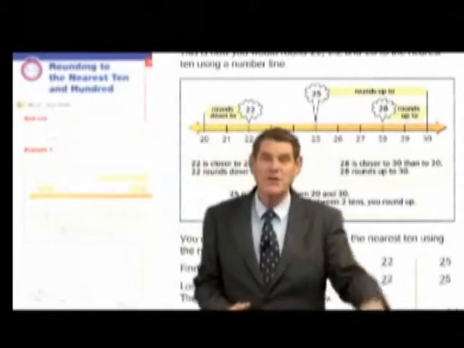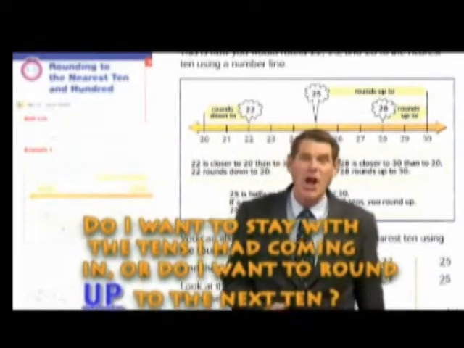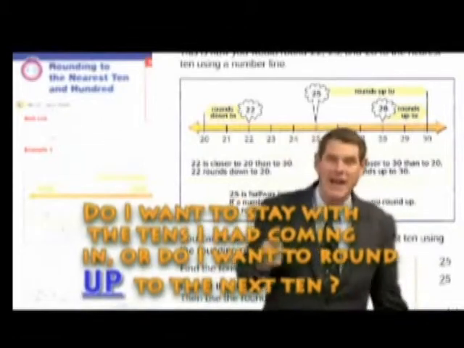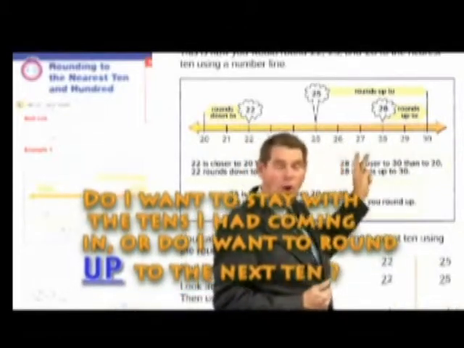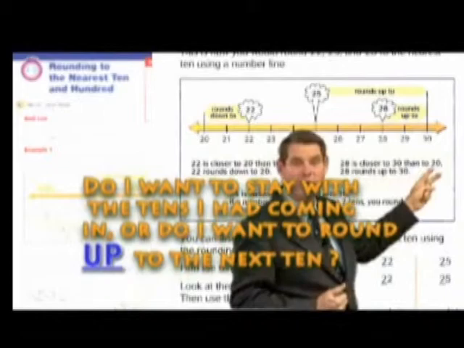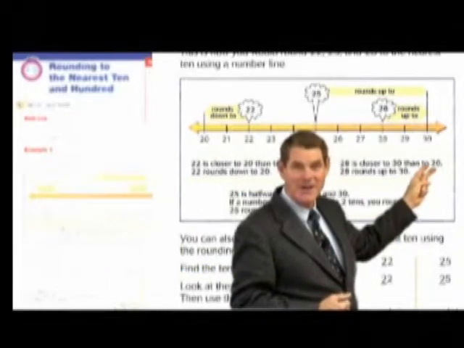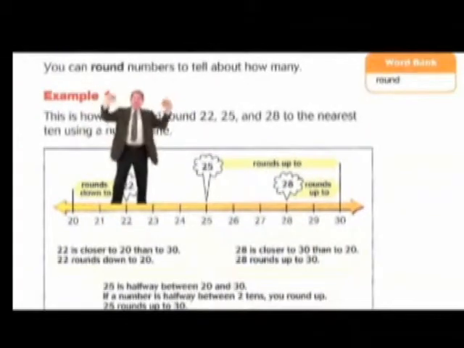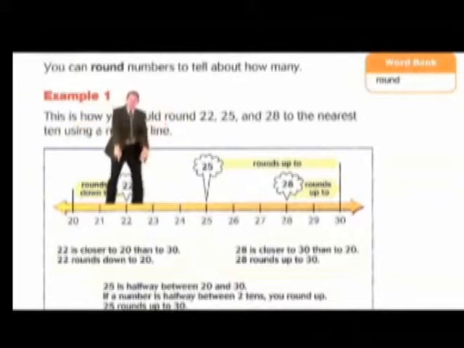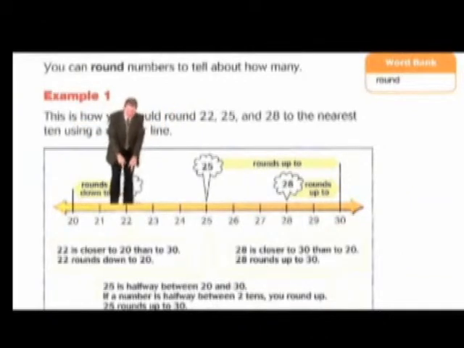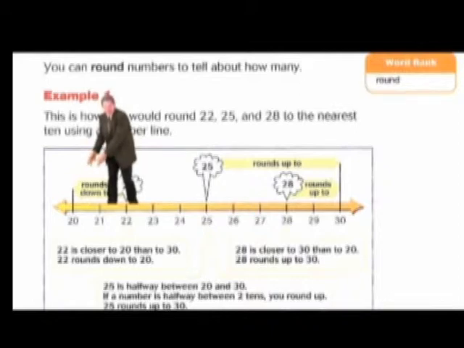The next question I always ask is, well then, do I want to stay with the 10 that I have? Do I want to stay with 20 or round off to the next one up, which is 30? Here I am over here, above the 22, and as you can see, the 22 is so close to the 20 that I may as well round down and stay with the 10s that we had coming in, the 20.